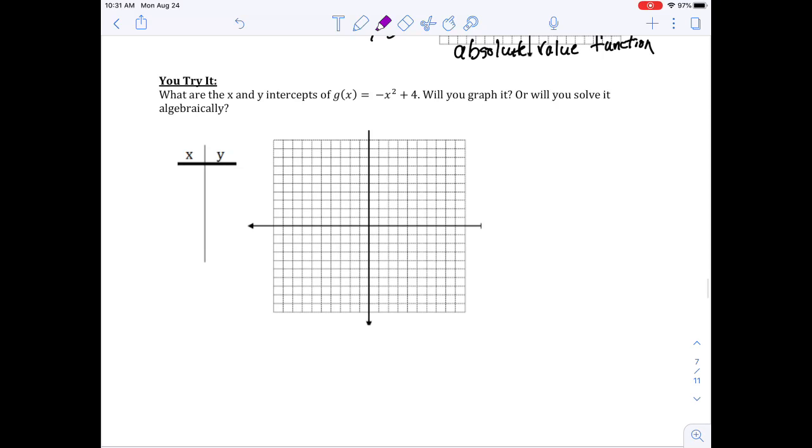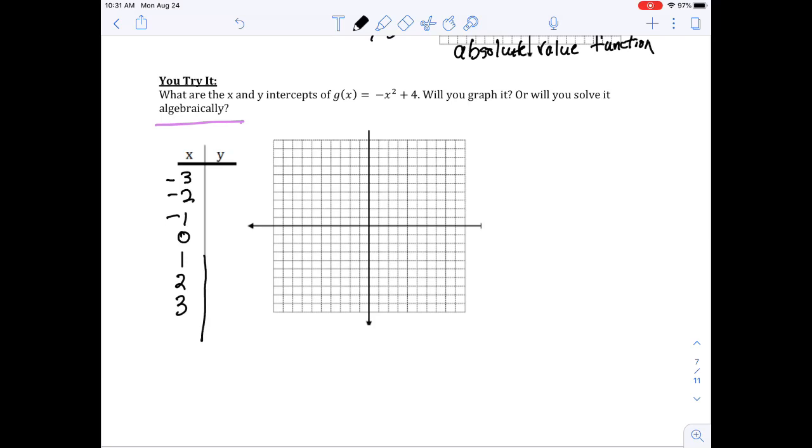Okay, you try. So now I'm going to have you graph this using a t-chart, and then if you can determine the x and y intercepts from the graph, great. And if not, then you will have to go back and solve it algebraically. All right, so let's pick some values. I'm going to pick -3, -2, -1, 0, 1, 2, 3.